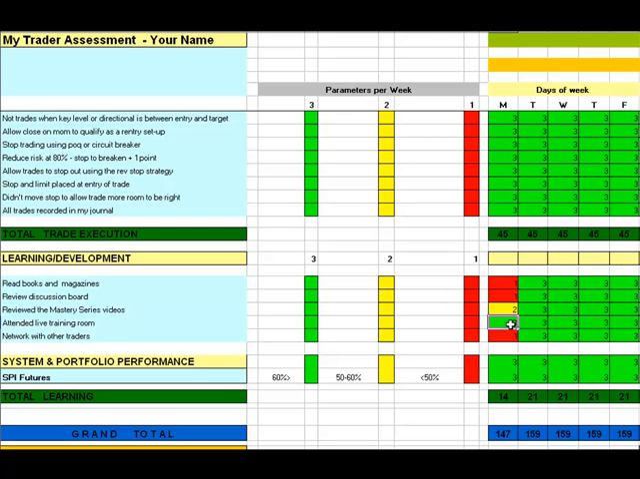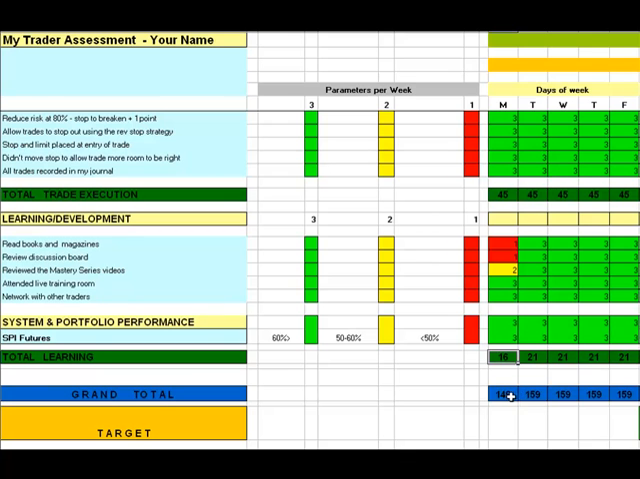I did attend the live trading room as I was a moderator, so that's okay. I gave myself a 3 for that. Did I network with other traders? So we need to change that because I was networking in the room with other traders, so I gave myself a 3 there. So that gives us a total for that session of 16 points, which isn't too bad. Let ourselves down a little bit there, but let's have a look at our grand total.